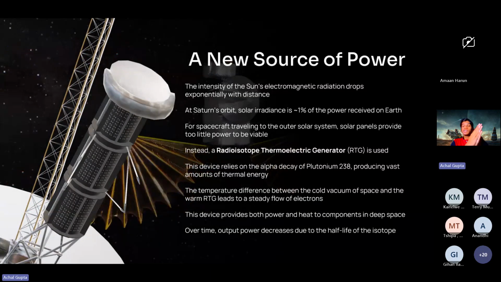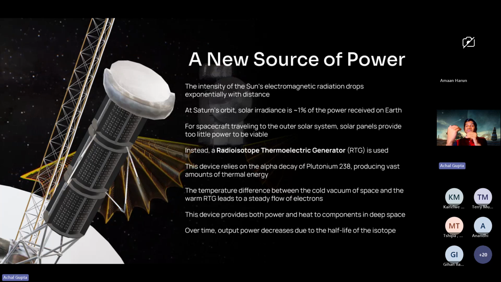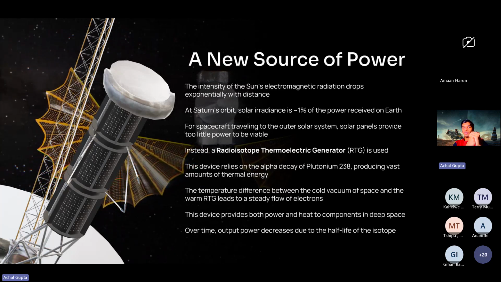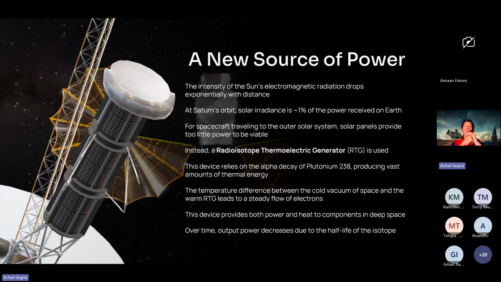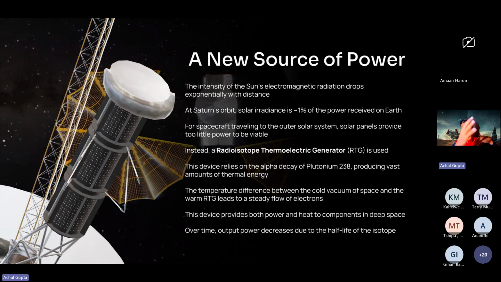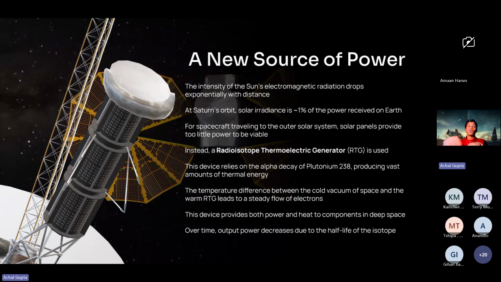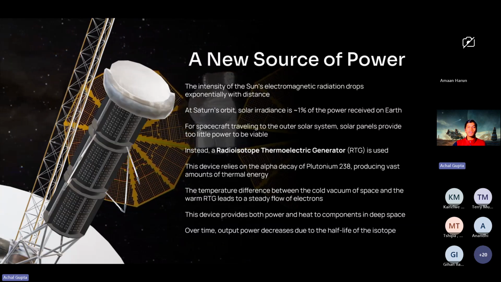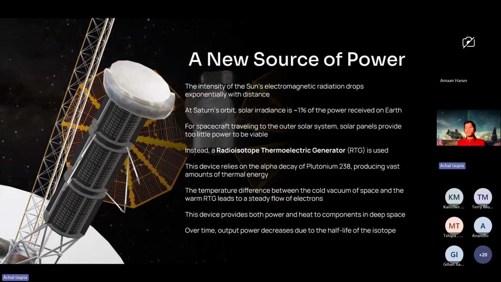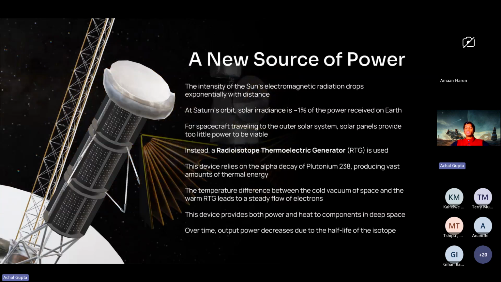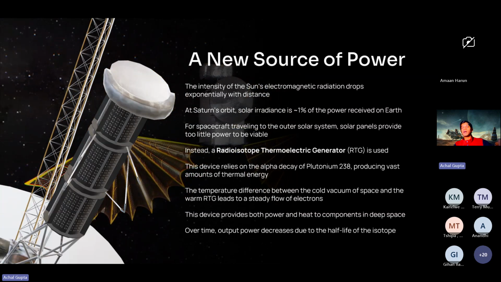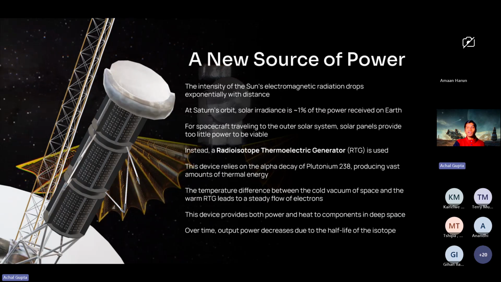Starting off, Jupiter's orbit sits 5 times higher than Earth's orbit, right? It's at 5 AU. Now, all the way up to Saturn's orbit, which is the second of the 4 outer planets, solar radiance is only 1%. It's actually 0.7% of the power you receive on Earth. So you can't use solar panels, because the solar panels you need to generate enough power would actually be huge. So instead, we use a different form of power, and this is the RTG, or the radioisotope thermoelectric generator.